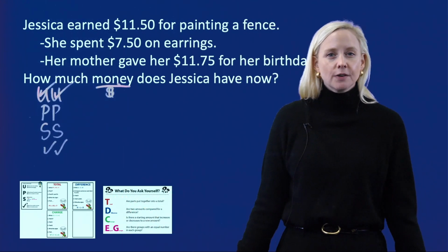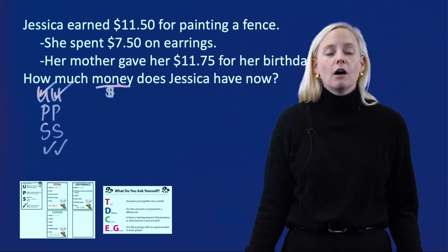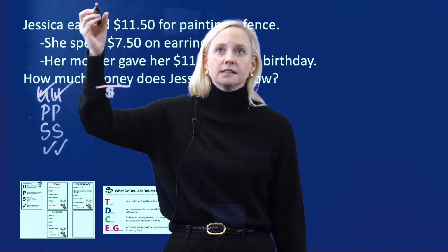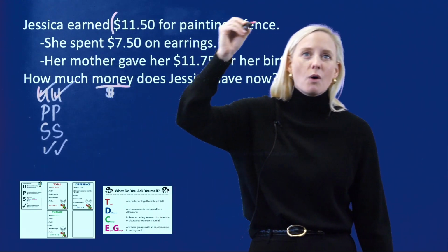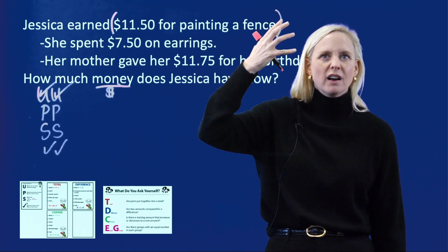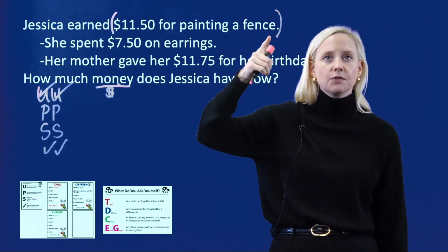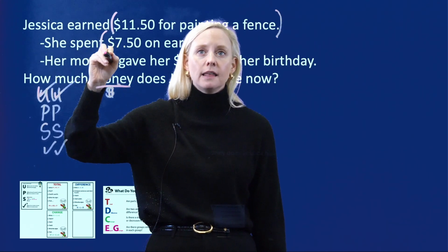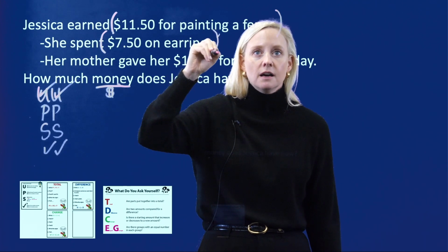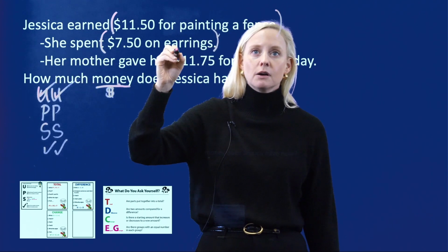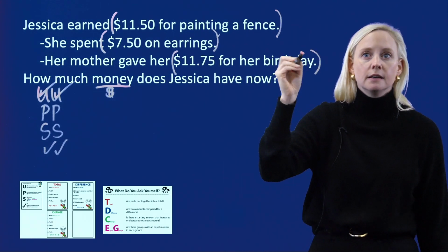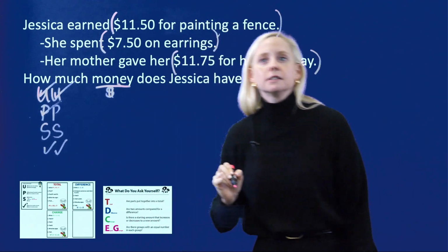My first P stands for put our numbers in order. So I'm going to scan all of our numbers and make sure they're talking about or related to dollars. So my first number is $11.50. That's about money. And I like to go all the way to the end so I know what we're talking about. We have $11.50 for painting a fence. My next number, also about money, so I'm going to need that, $7.50 on earrings. My last number, also about money, $11.75 for her birthday. So here I'm going to check off my first P.